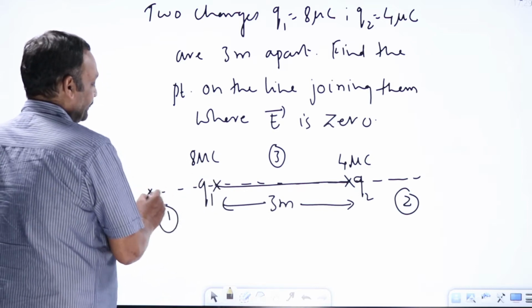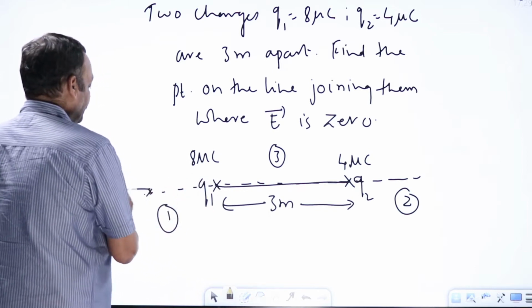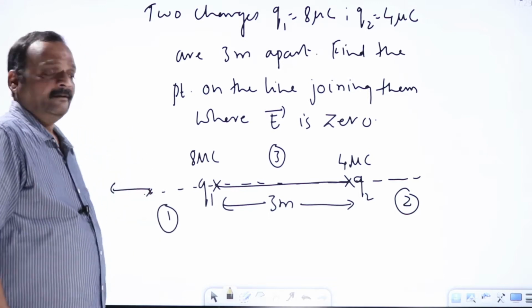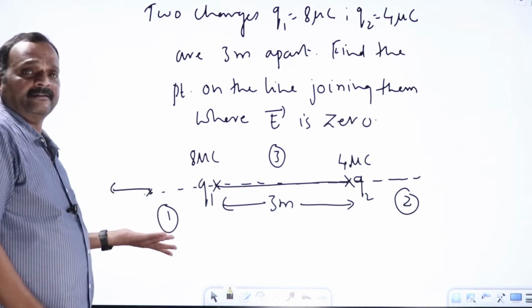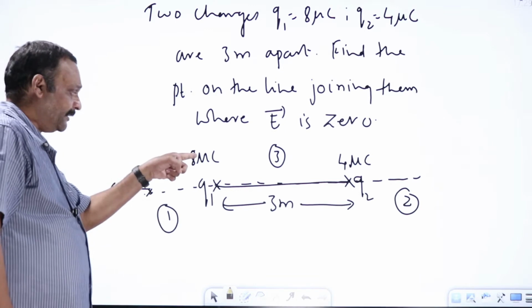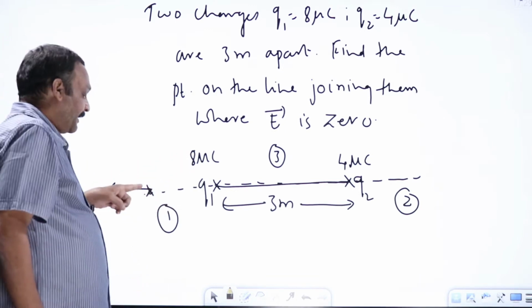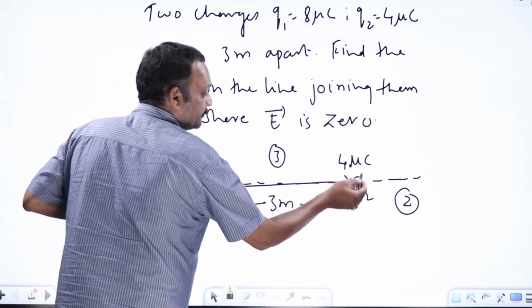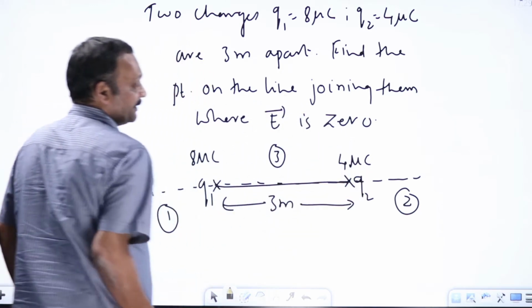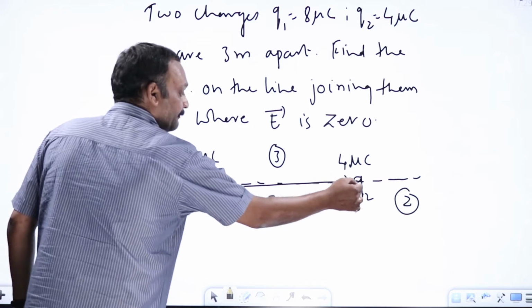Means at this point, the electric field due to Q1 will be like this. Whatever the magnitude at any point, it depends on the distance: 1 by 4 pi epsilon naught, 8 microcoulombs by this distance squared. At this point, what is the electric field due to Q2? Q2 is also a positive charge, so the electric field will be away from Q2 only.